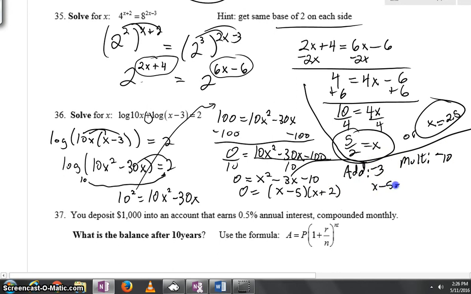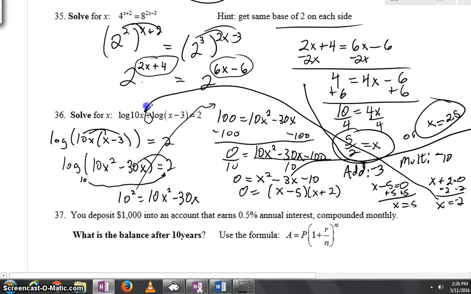Then we're going to take these factors and set them equal to 0. Adding a 5, x is equal to 5. Subtracting a 2, we're going to see that we get x equals -2. However, you're going to notice if you let x equal -2, you'd get a negative inside of your log. That doesn't check. You have to throw it out. You only have one answer, and that would be x equals 5.